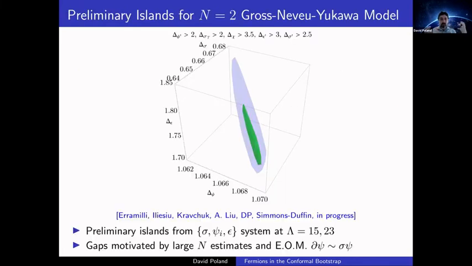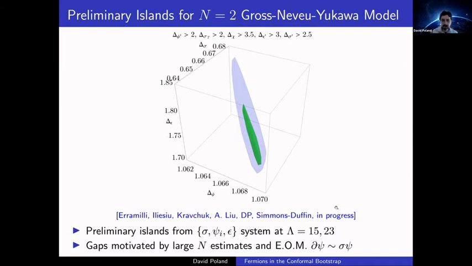And so now we're able to actually get closed bootstrap islands for the Gross-Neveu-Yukawa models. Here's our preliminary, not yet published island for the N=2 Gross-Neveu-Yukawa model. As I said, we impose various gap assumptions. I'll highlight here that we impose a pretty big gap in this operator delta chi. Chi is the leading, you might call it, parity odd fermion.